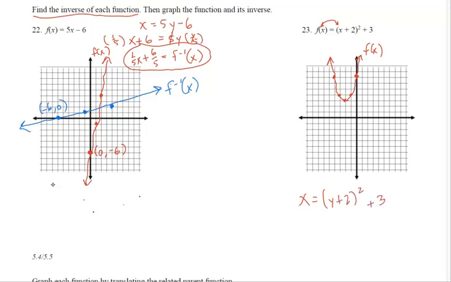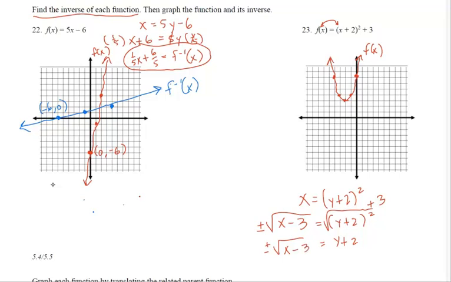And now get y by itself. So you'll have to subtract 3 first. Do the square root on both sides to get rid of the power 2. Just don't forget to do plus minus. So here's what your equation looks like after doing the square root of both sides.